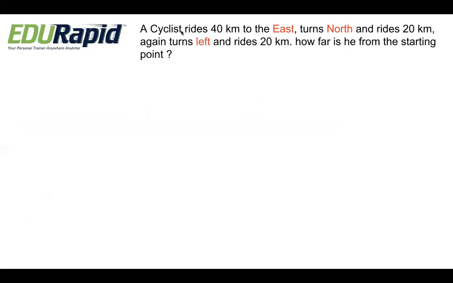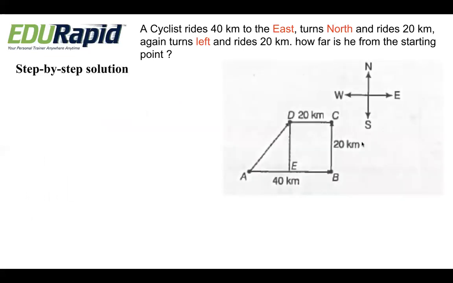So the problem says the cyclist is going 40 kilometers to the east and turns north and goes 20 kilometers and again turns left, rides 20 kilometers. And how far is he from the starting point? Okay, let me explain here. So the directions are this way. The east is here, and north, south, and west. Let A be the starting point, and he goes 40 kilometers east. This direction is east, right?